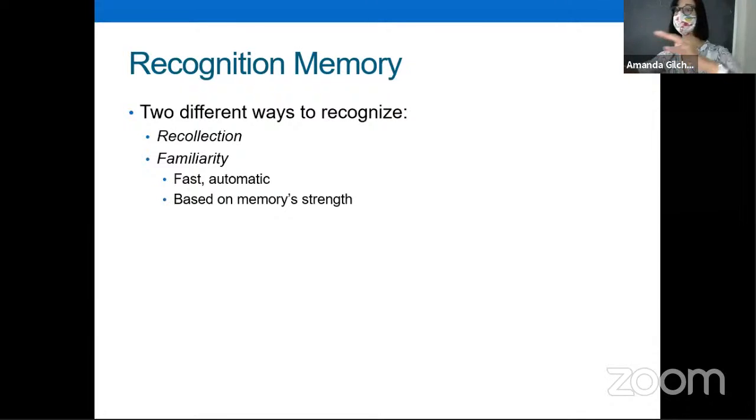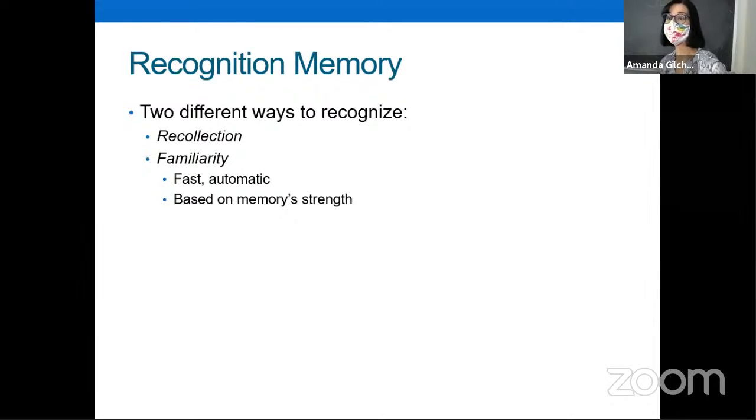So once again, we're kind of seeing that divergence between these fast automatic processes and these more controlled, effortful, conscious processes. Recollection is a slower, conscious, effortful process. Familiarity is not. It tends to be fast and automatic, and it's also based on memory strength.